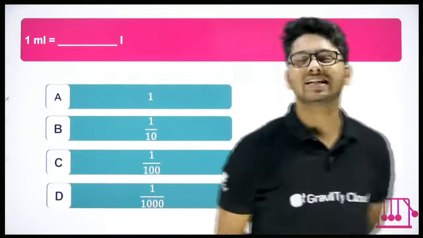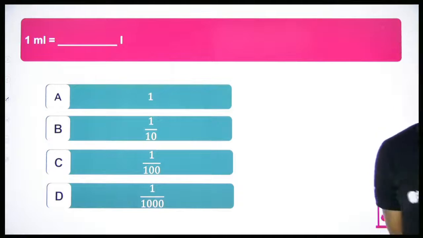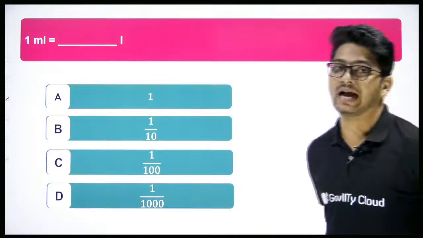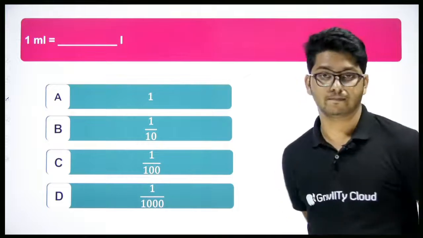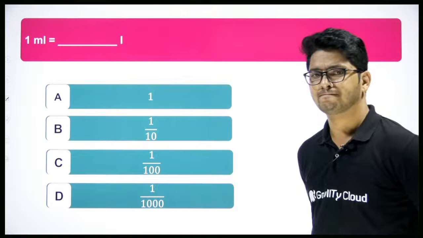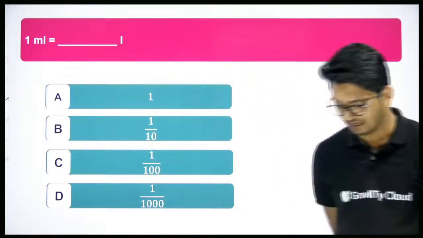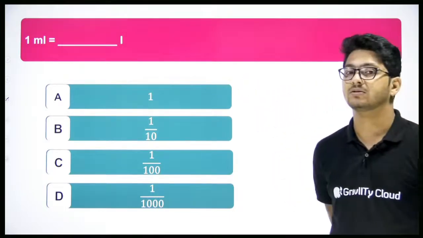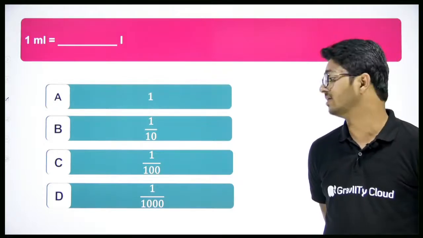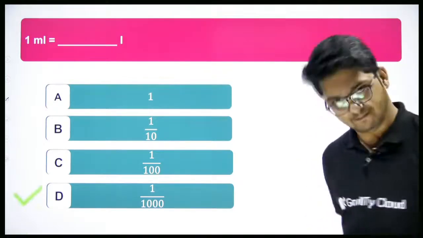1 milliliter is equal to dash liters. You have a few options: 1, 1 by 10, 1 by 100 and 1 by 1000. What do you think? The answer, everyone. The correct answer will be option D.